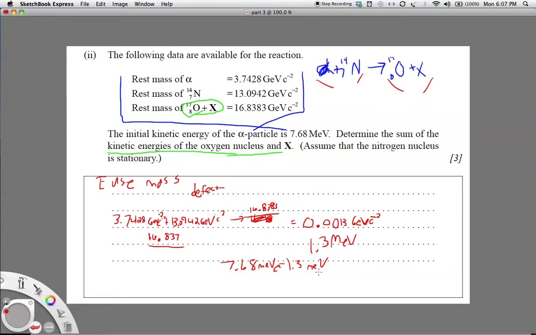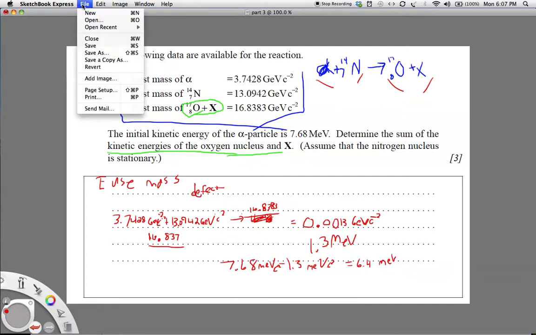I end up with 6.38 mega electron volts. And we'll round that to 6.4. We can just write this as mega electron volts because this is the energy required for the reaction to go through. All right, and that is the end of that question.